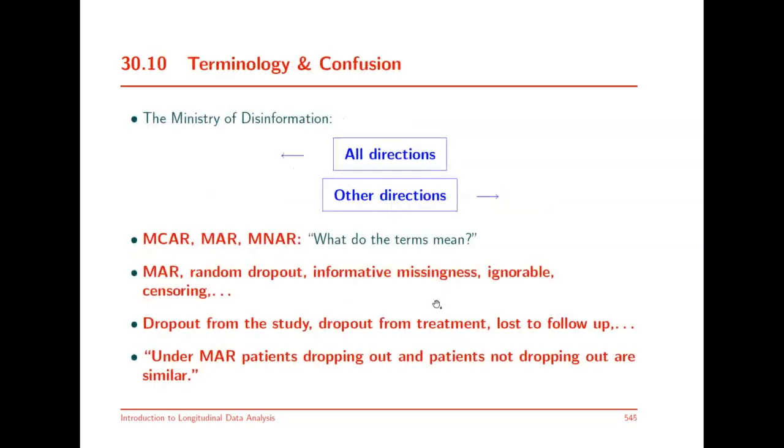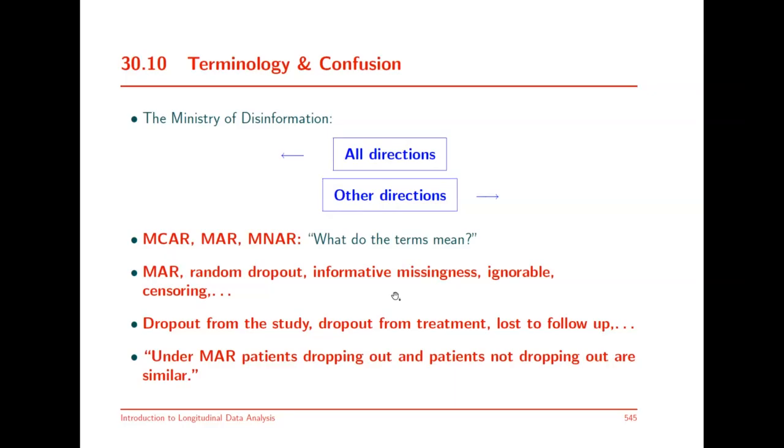Also, still to this day, there is some confusion in the literature. There is the term informative missingness, which is actually not necessary. And missing at random and ignorability are often confused with each other, but that's not entirely correct, etc.